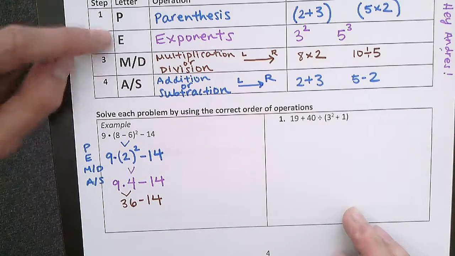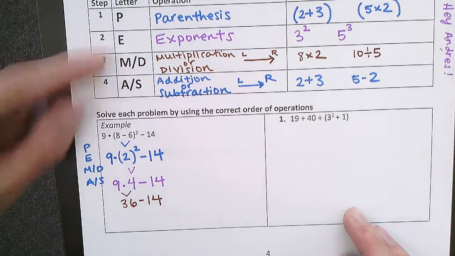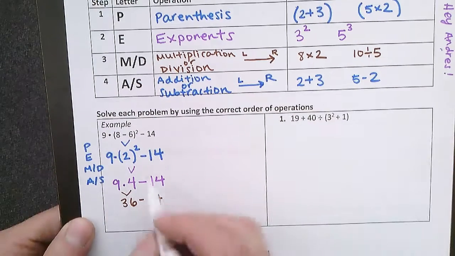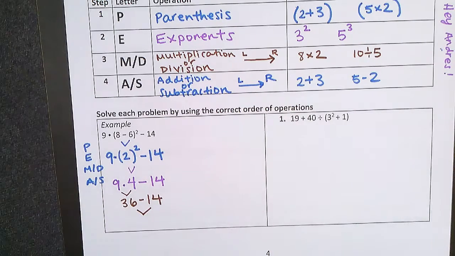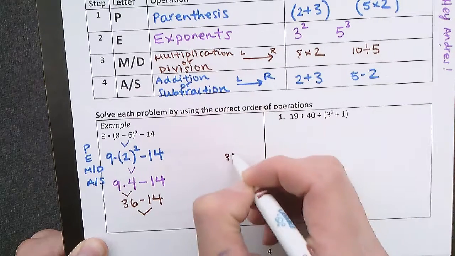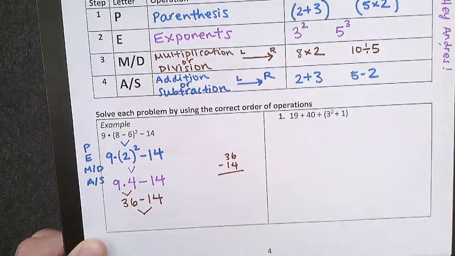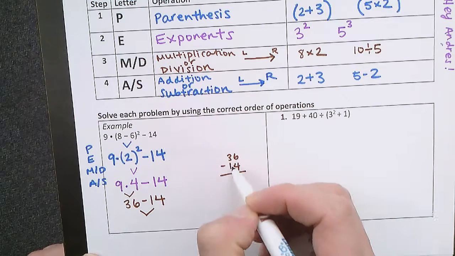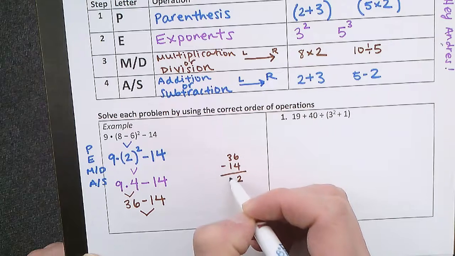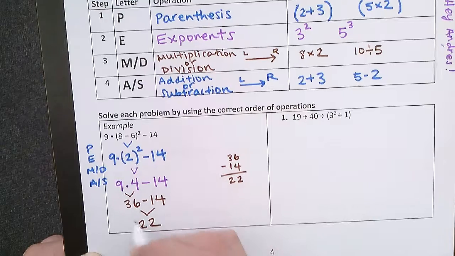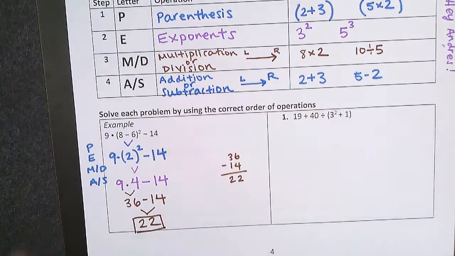Now we've done the P, the E, the M, and the D. Last part, the A or the S for addition or subtraction. That's all we're left with. 36 minus 14. If you need to, you can write it out right here. Maybe you know in your head, but you can also write it out. 6 minus 4 is 2. 3 minus 1 is 2. So 36 minus 14 is 22. And that's our final answer using PEMDAS, or the order of operations.